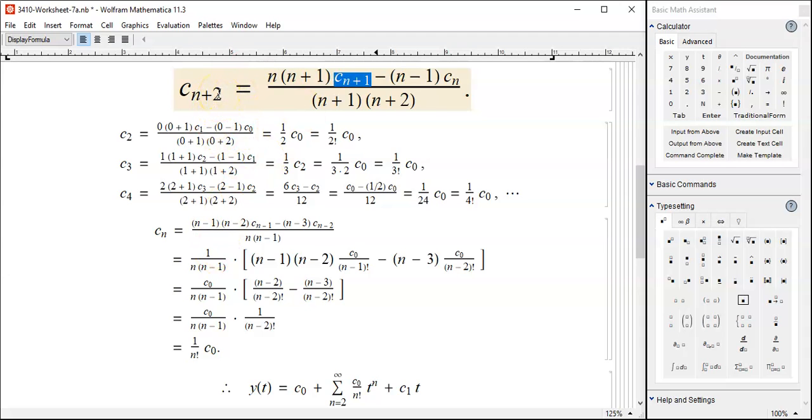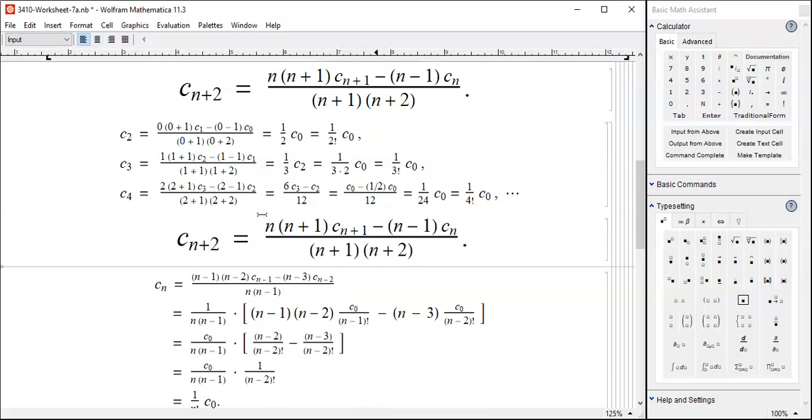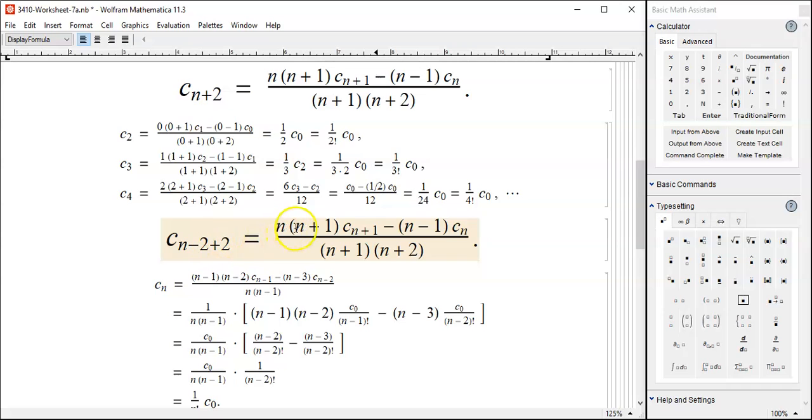I did some index shifting here. Excuse me, let me explain that index shifting here. Here I replaced n by n minus 2. So this becomes n minus 2. That becomes n minus 2. That becomes n minus 2. N minus 2.